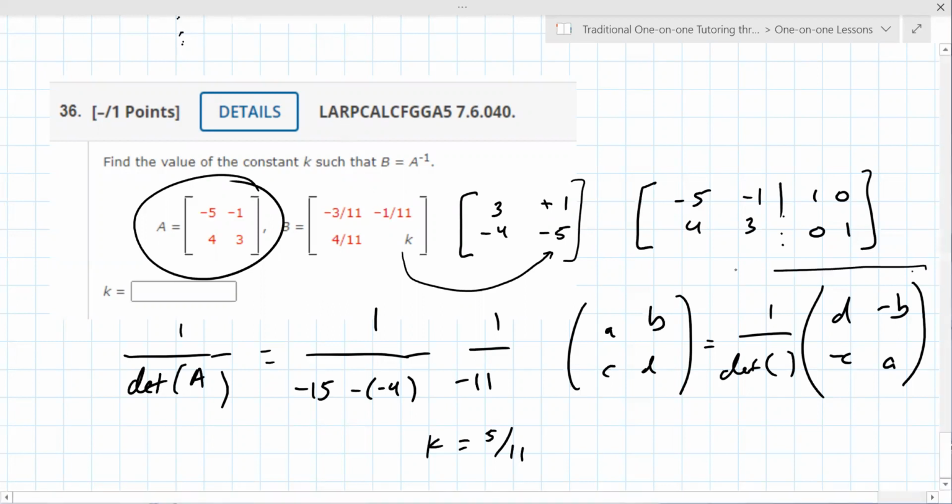You probably want to remember this formula for tomorrow. It does save you some time. If you have a calculator, you can do it, but then you have to make sure to convert it to a fraction to get those.